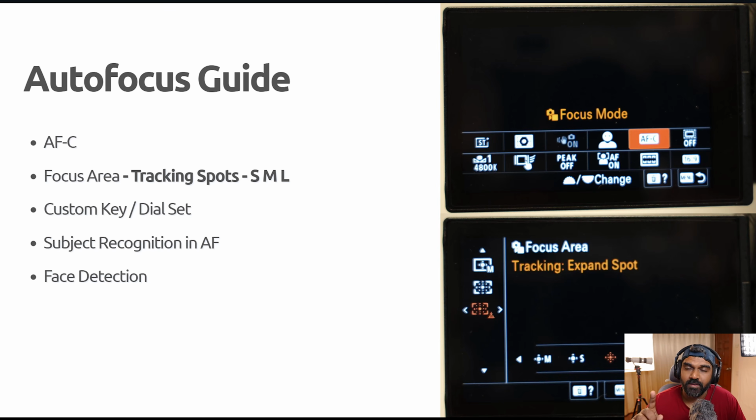Here, three things that are very important: autofocus continuous, obviously. That's a basic one. And tracking is important. Now the custom key, yeah, you can set it, or you don't set it. My camera had so much limitation.